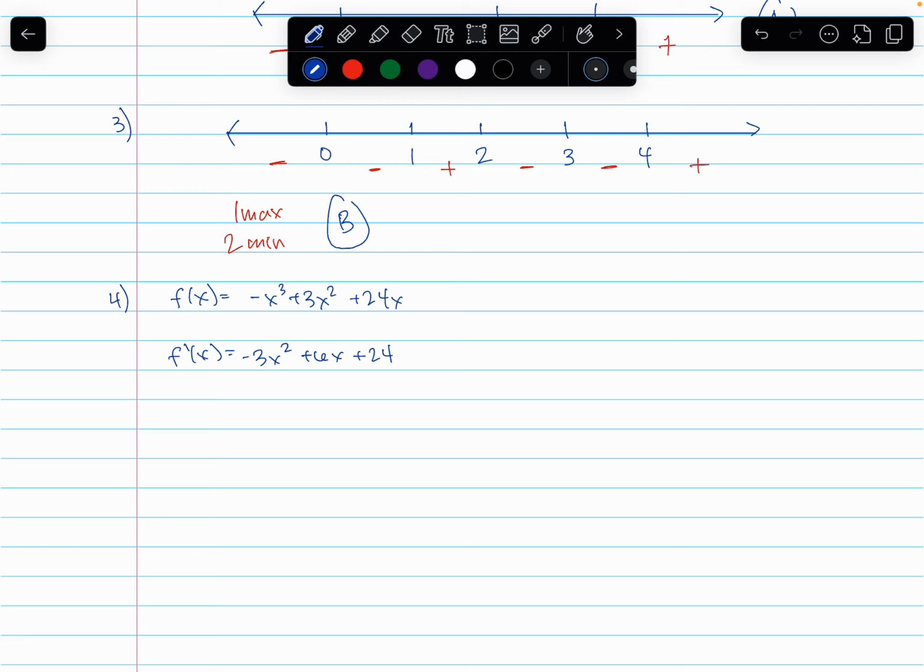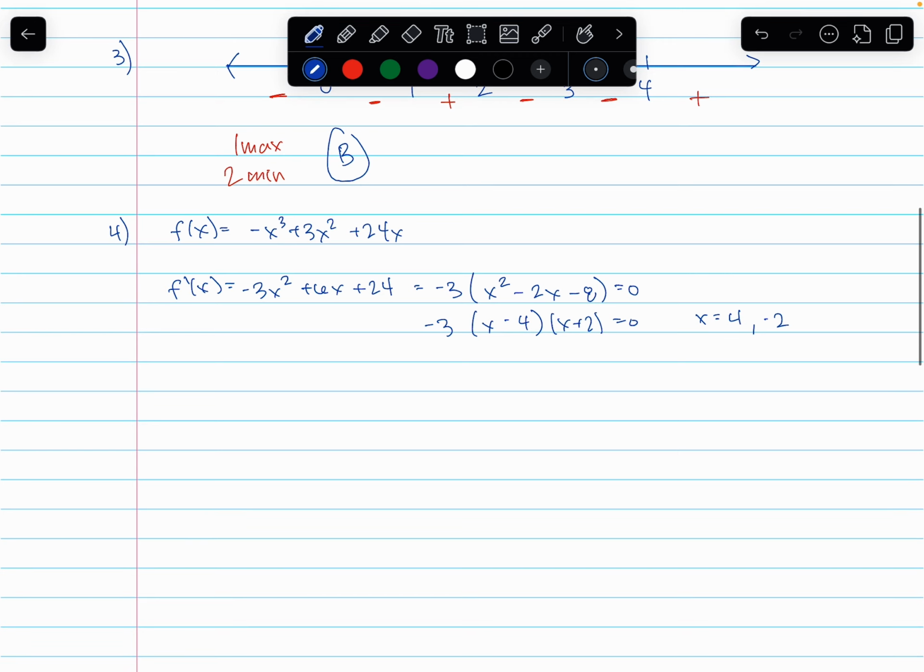I'm going to factor out a negative 3. I'm going to get x squared minus 2x minus 8. And then that can factor. That's going to become x minus 4 and x plus 2. So that means x will be equal to 4 and x will be equal to negative 2. All right, so make a table of x values, and the x values are going to consist of our endpoints, which are negative 6 and 6, and then our critical points, which will be negative 2 and 4.